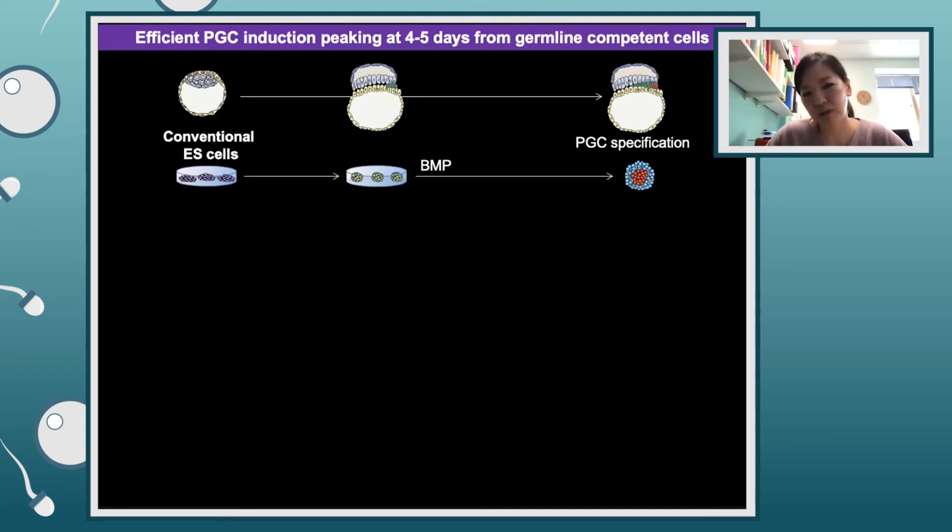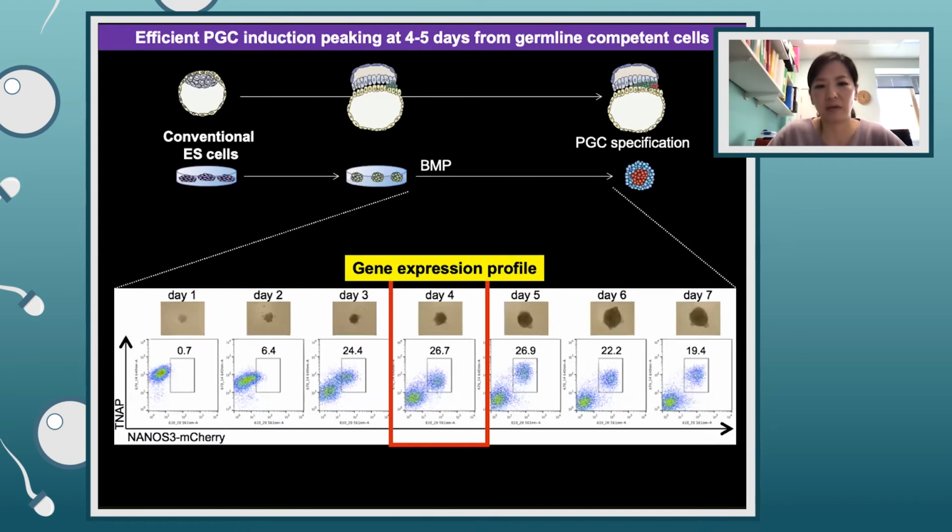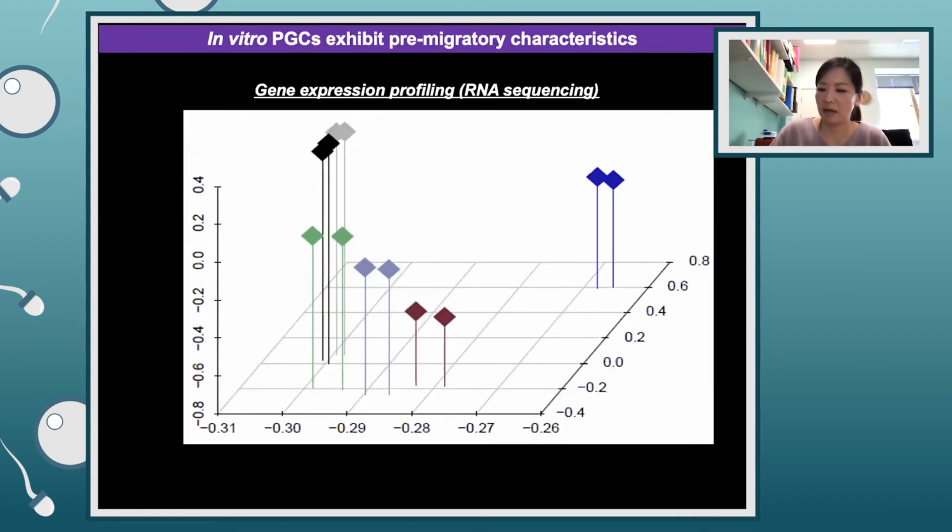So this PGC specification in vitro system shows the peak around day 4, day 5. The longer culture didn't induce further development. Rather, the PGC population started to decline after 6 days. So we characterized these day 4 PGCs induced in vitro further, by having global transcriptome data and plotting it in a 3-dimensional graph.